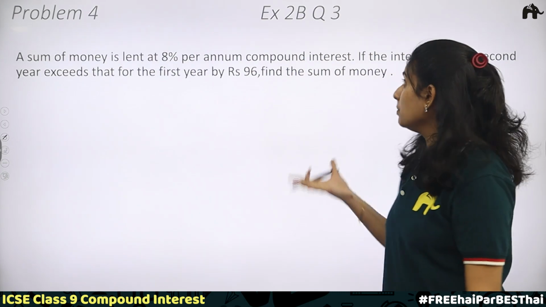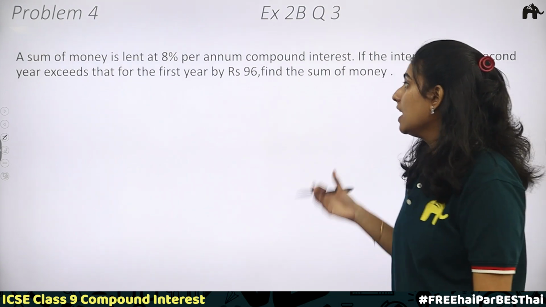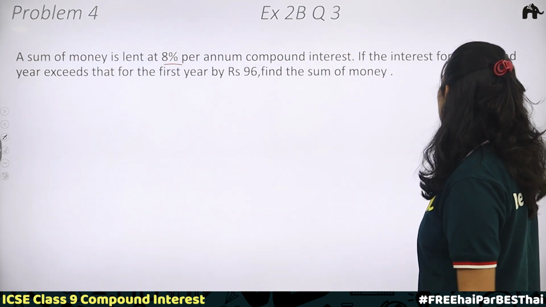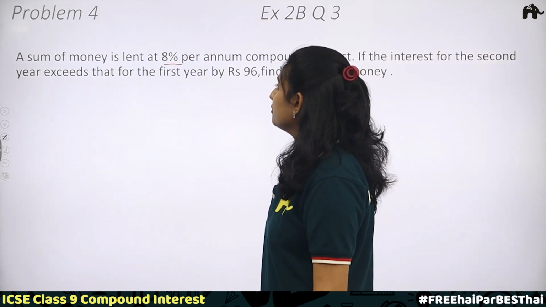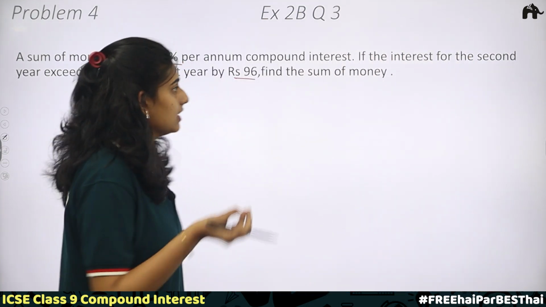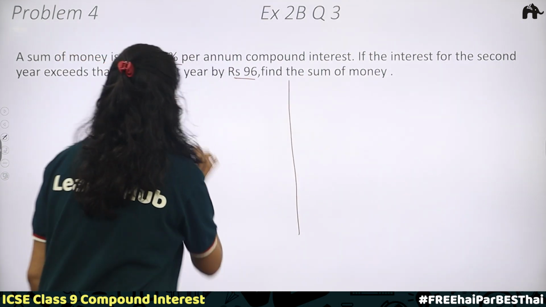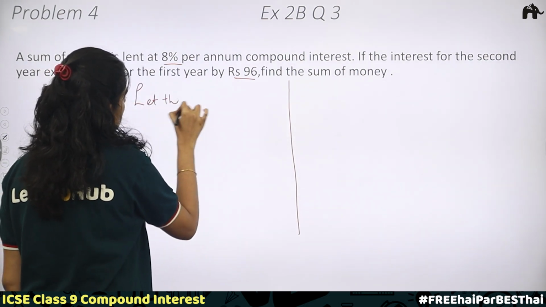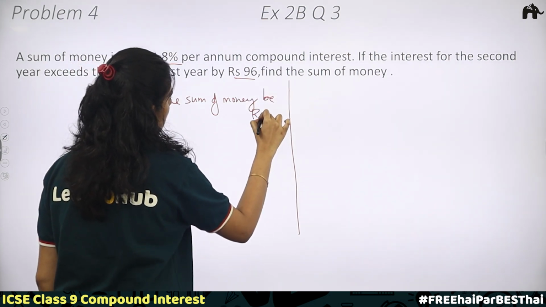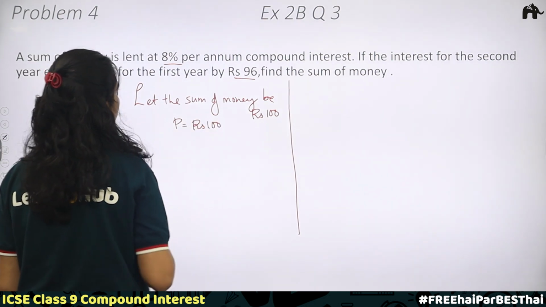Okay. Next, problem number 4. We are doing questions from exercise 2B. Question 3 of exercise 2B. A sum of money is lent at 8% per annum compound interest. If the interest for the second year exceeds that for the first year by rupees 96, find the sum of money. So here we are going to take the sum of money as some 100 rupees. Okay. So we are just assuming. Let the sum of money be rupees 100. Okay, principal is rupees 100.